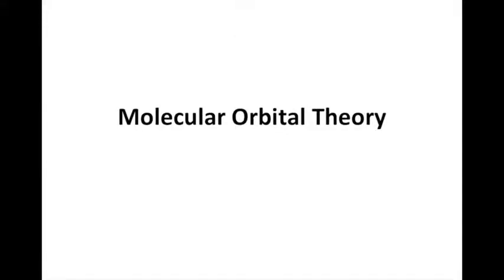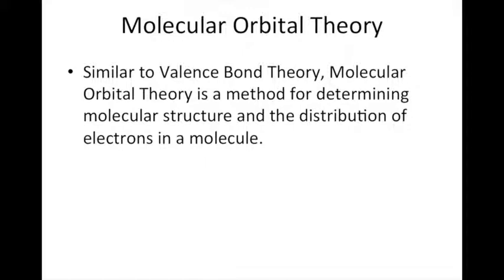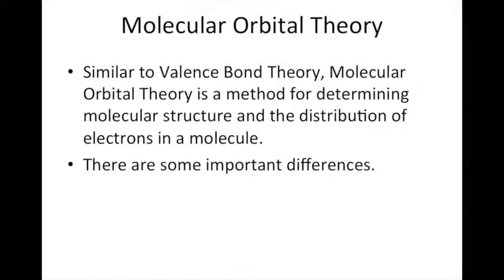In this video, we're going to begin discussing molecular orbital theory. Similar to valence bond theory, molecular orbital theory is a method for determining the structure of a molecule as well as how the electrons are distributed around that molecule. However, there are some important differences between the two theories.